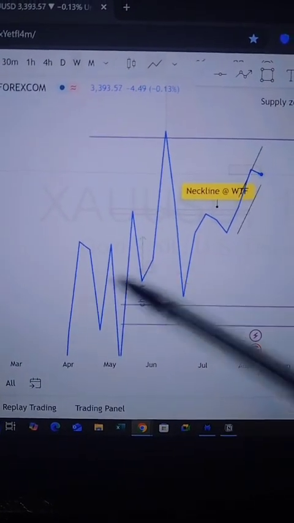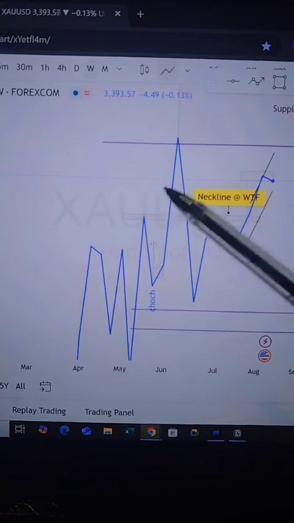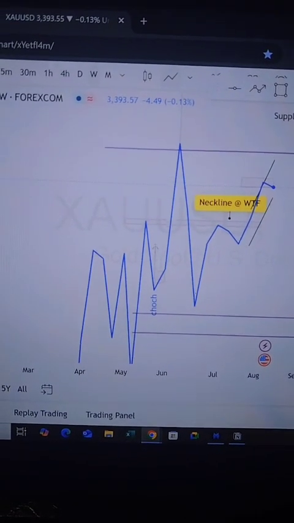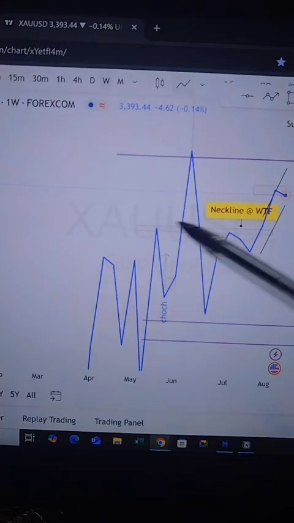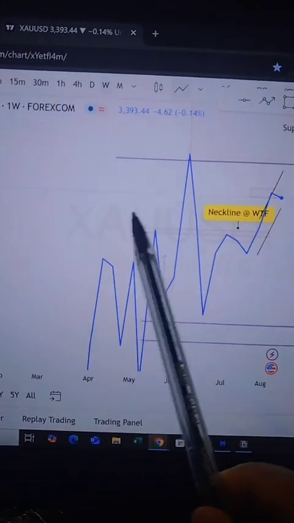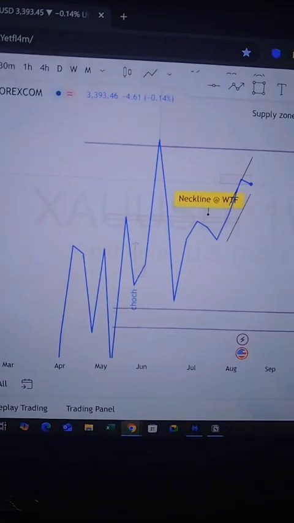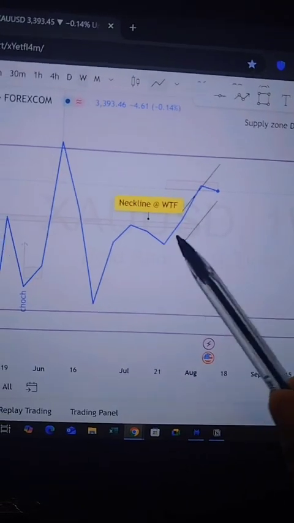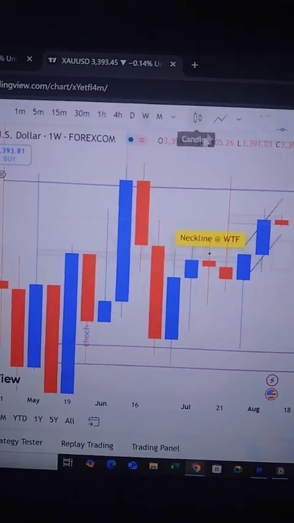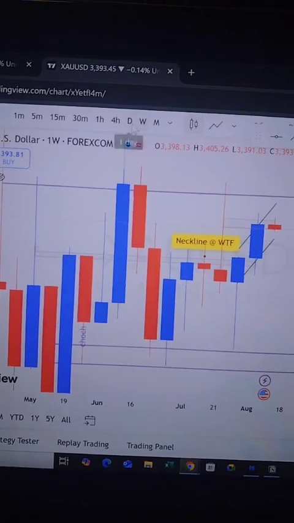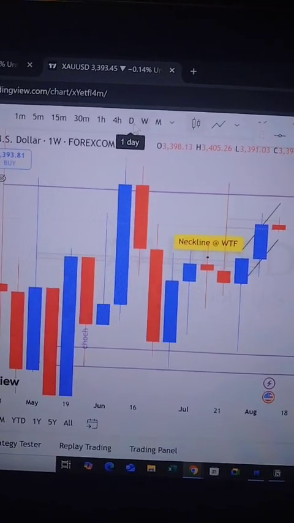On our line chart, you can see that this line forms a head and shoulders pattern. And you can see that I marked out this neckline, and the market has already broken this neckline. So I will turn it back to the normal candlestick chart, then I will go to the daily time frame.